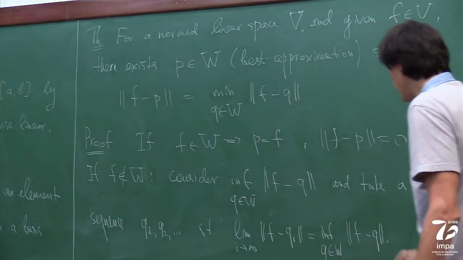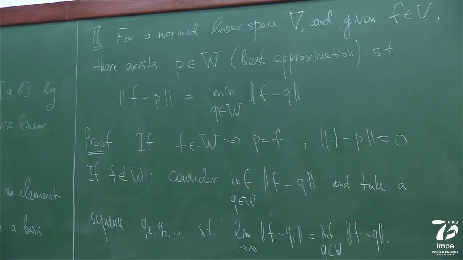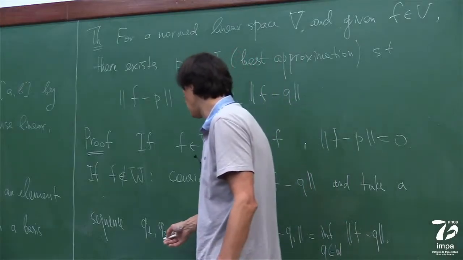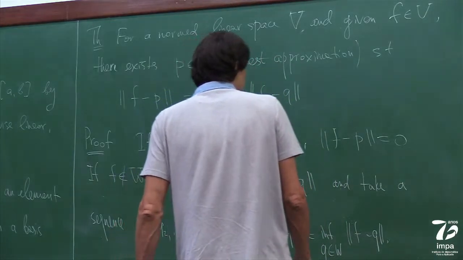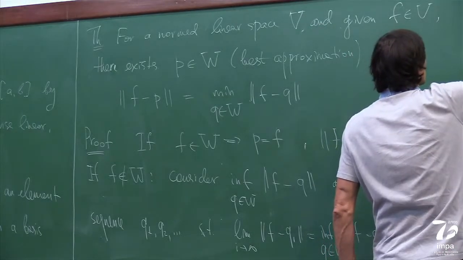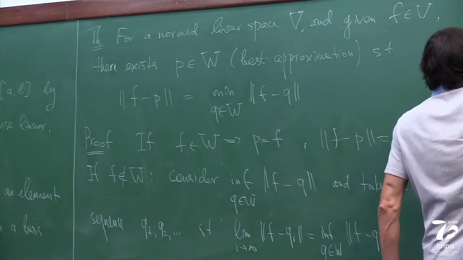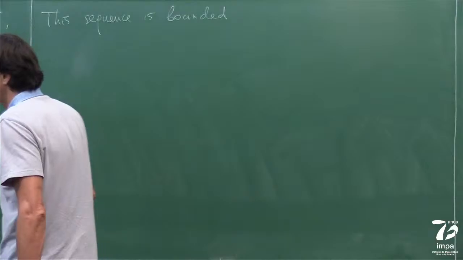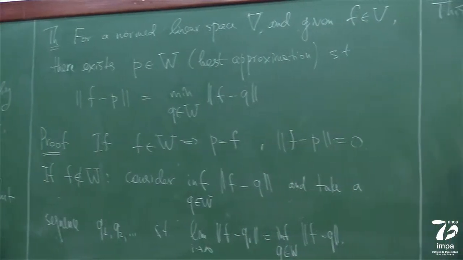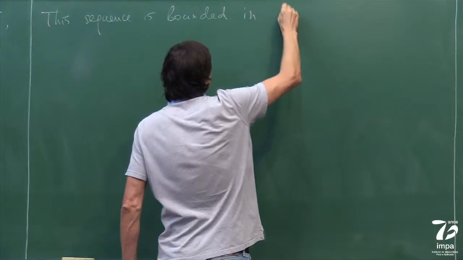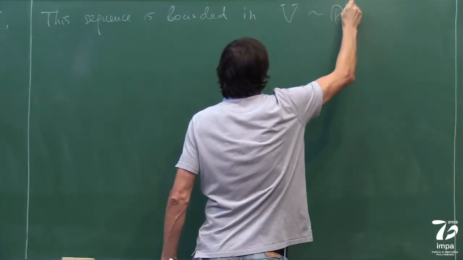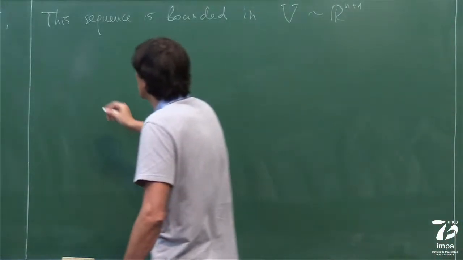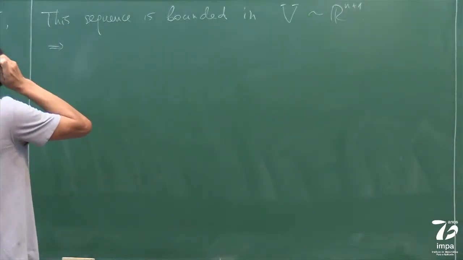So this is from the definition. The sequence exists. So we have a sequence which realizes this value, but not necessarily converges. But this sequence is bounded in a finite dimensional space. No? In V, which is essentially a vector space, which means that every bounded sequence has a convergent subsequence.